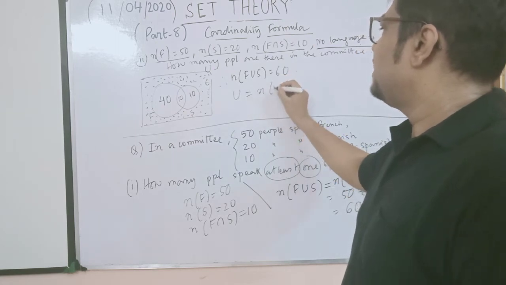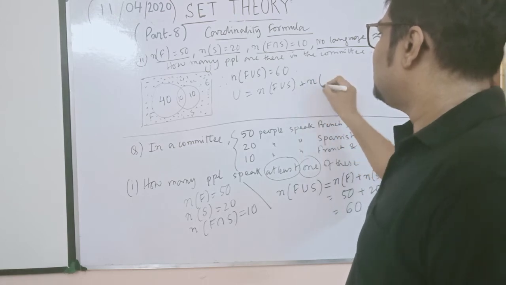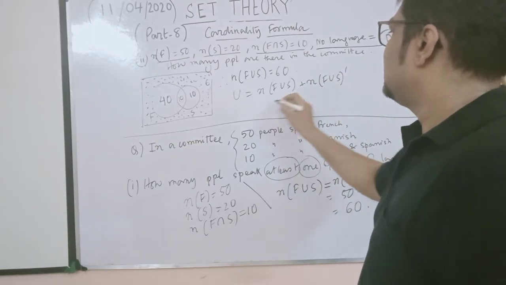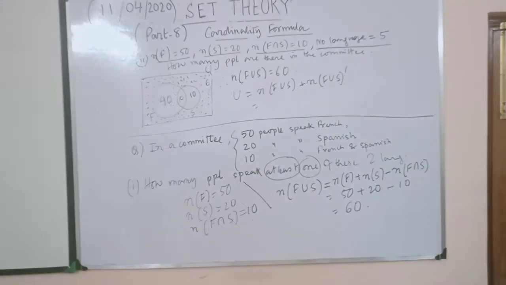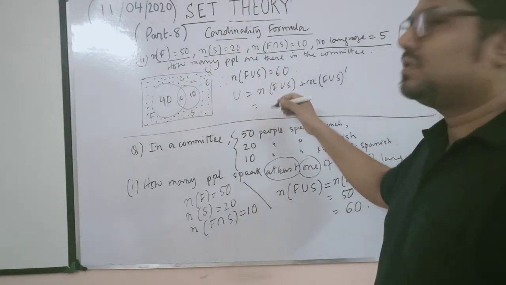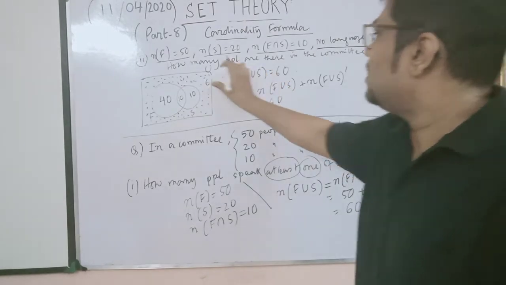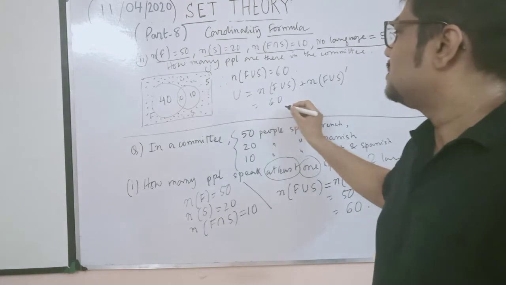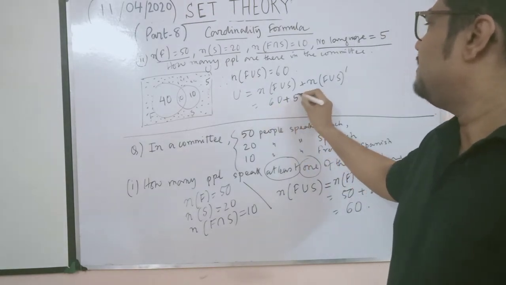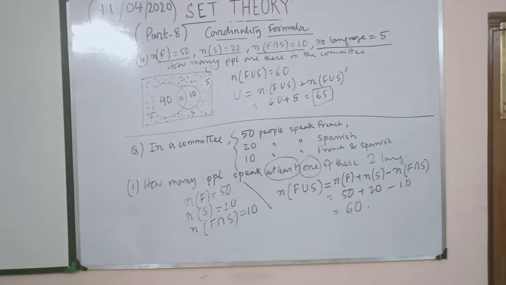That means n of F union S, and you have to add up this n of F union S whole dashed. So what does this denote? This denotes people who do not speak any of these languages outside F union S. That means no Spanish and no French. So you get 60, and sorry, this is 5. So the 60 plus the 5 over here, the total people in the committee will be 65. Okay.